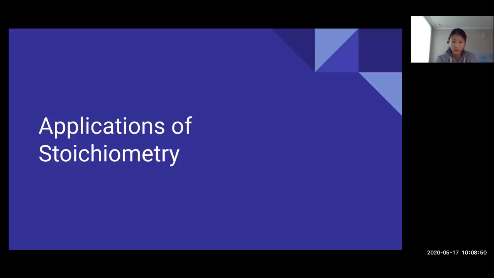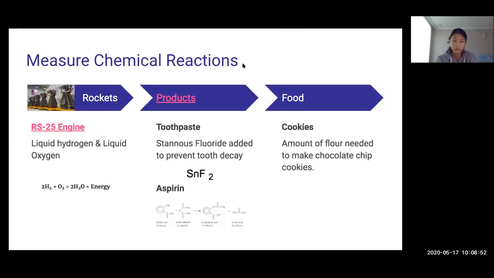And now we would be going on to the applications of stoichiometry in everyday life. So stoichiometry is very common in chemistry, and basically any industrialized company would use stoichiometry because they would need to know this to make their products and make sure that their chemical reactions would make their ideal products.